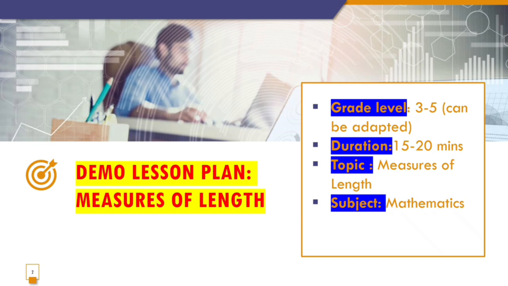So in your demo lesson plan, you are going to use your grade, duration, and topic and subject. These things you have to mention in your demo lesson plan, where grade level can be adapted as per your convenience. This is for 3 to 5 level, whichever class you want. 15 to 20 minutes will be the time duration, and topic and subject mentioned over here.